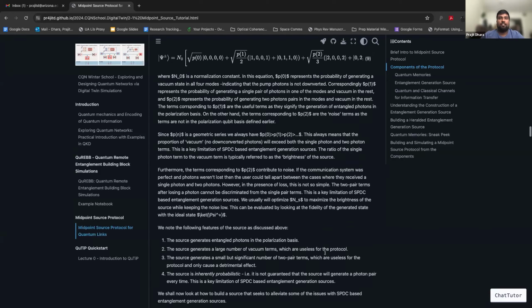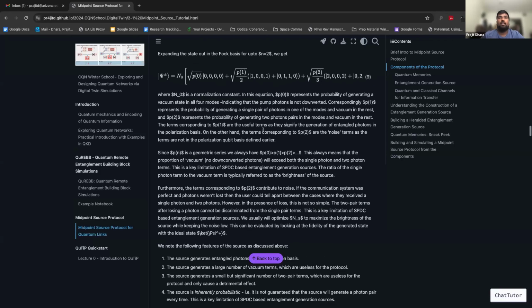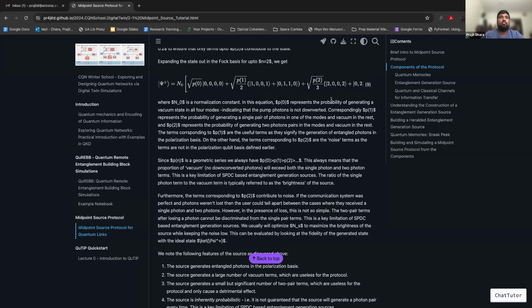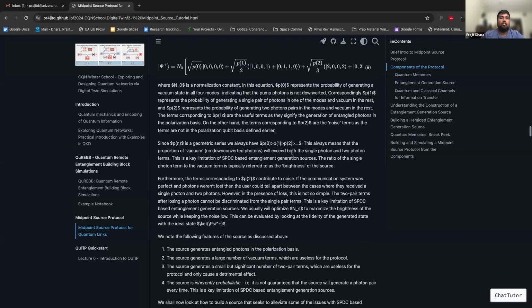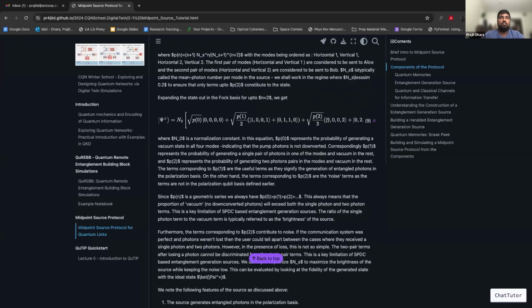Specifically, you have to operate at very low pump powers, meaning very low mean photon number regimes, to reduce your higher order noise terms while still keeping the quality of the generated states high. We want to alleviate some of these issues. Rather than just having a state where I have to live with the source that is generating it, I want to think of a smart way to get around some of the problems this creates.